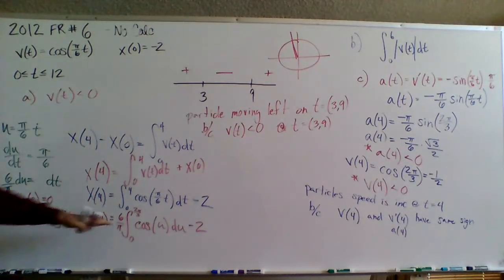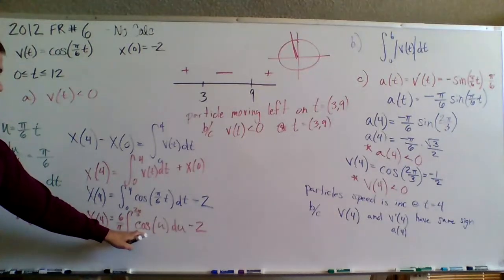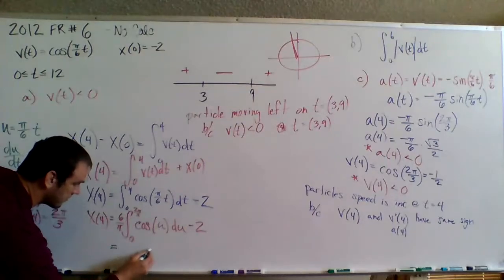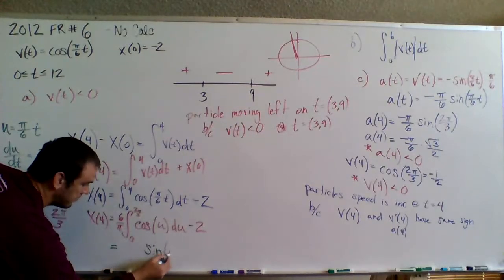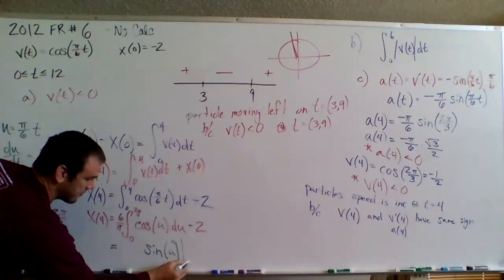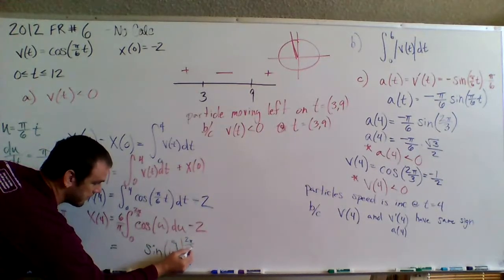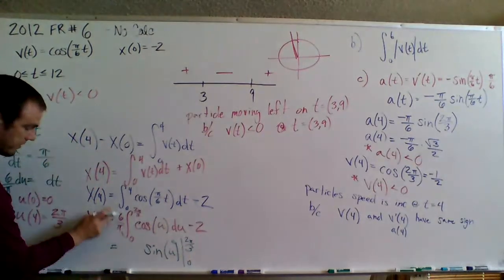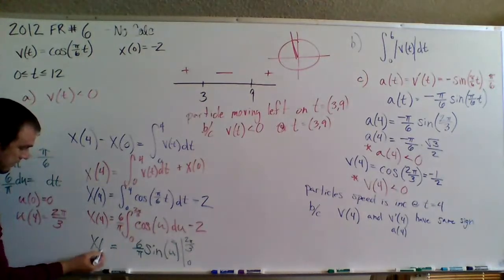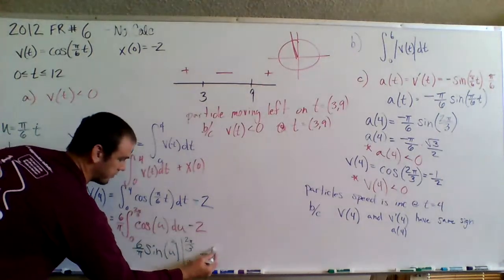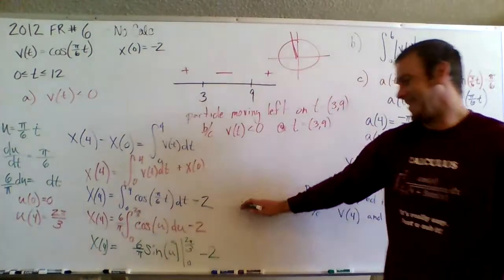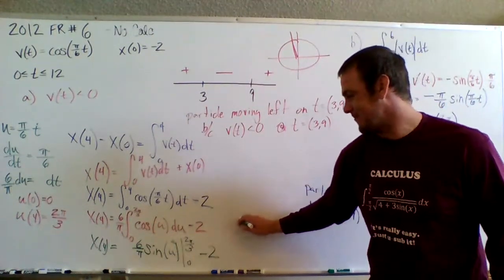Alright, so when we integrate cosine, integrated is just going to be sine. So we're going to get sine of u, and we're going to evaluate that from 0 to 2 pi over 3. We still have the 6 over pi out front. It's going to give me x of 4, as long as I remember to do my minus 2. Woo! I forgot this last part was so long.